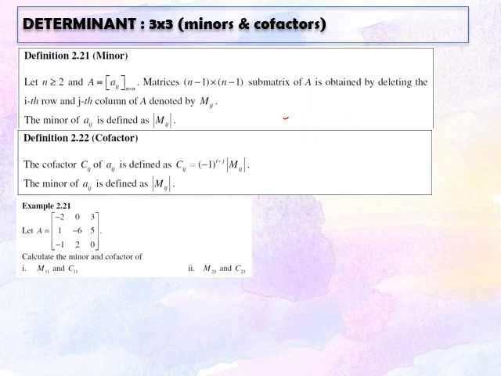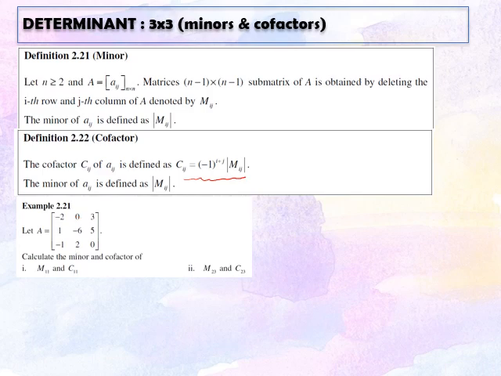Never mind, I'll show it on the example. Let A equal this one. If you want to find M11, we delete row 1 and column 1, and we find the determinant of the matrix left. If we want to find M12, meaning row 1, column 2, we find the determinant of the matrix left after we delete that row and column. My cofactor is the minor, where we use this formula to find it.